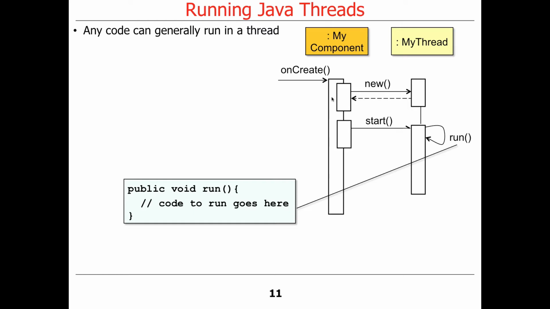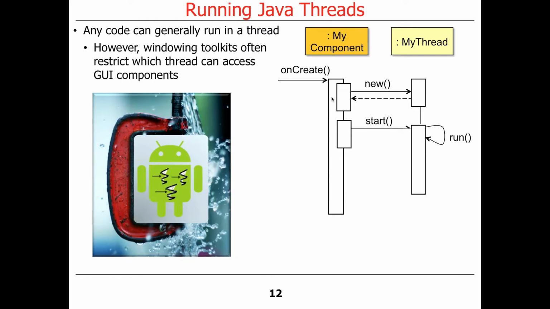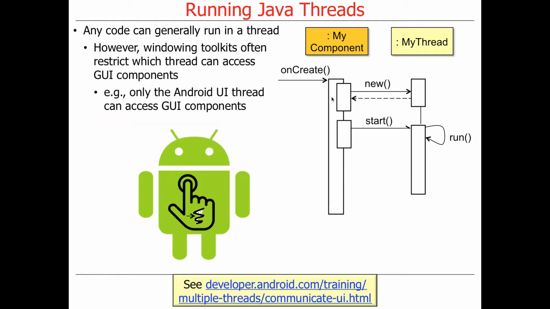That's where the magic happens inside here. For various reasons, windowing toolkits may restrict which thread can access which GUI component or components. So if you recall, we talked about this with Android. Only the Android user interface thread can access GUI components. So that just kind of shows that that is the only one that can access the GUI components, but other threads could be running in the background doing other kinds of stuff.